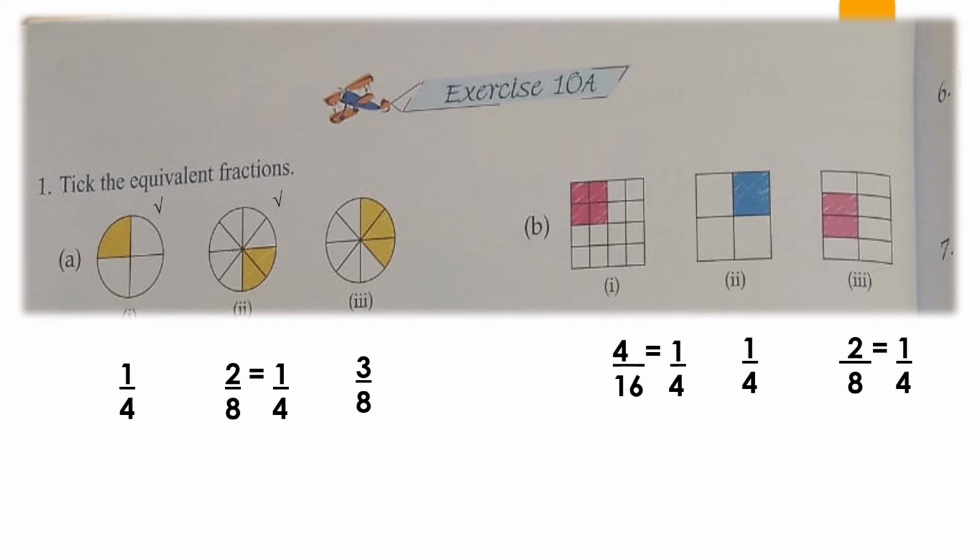So here all the figures are giving 1 by 4 as the fraction. So that means all the three are equivalent fractions.